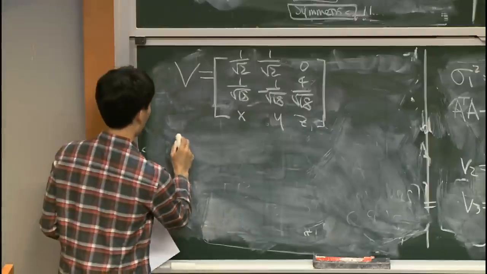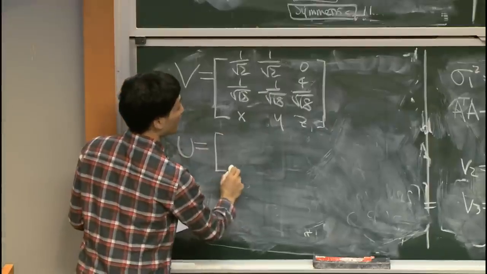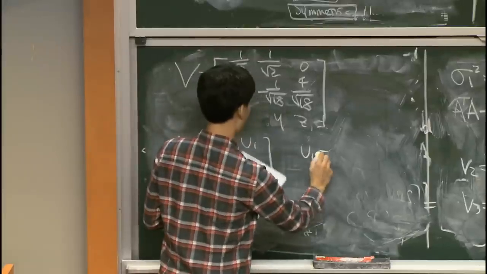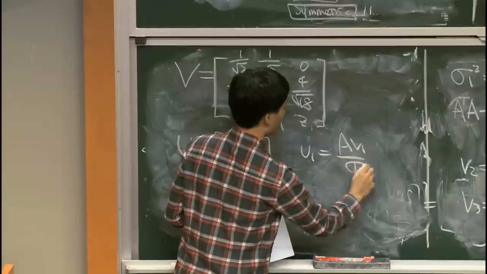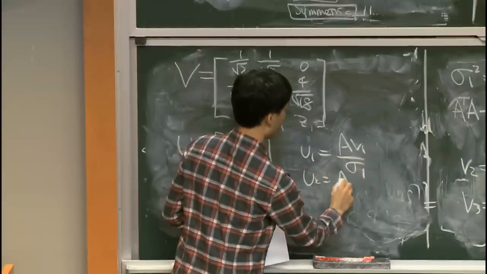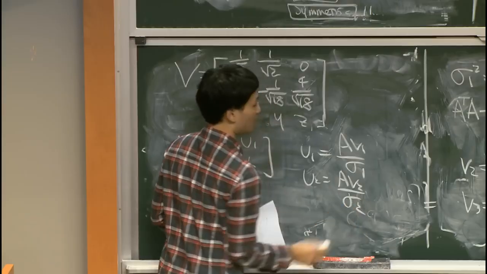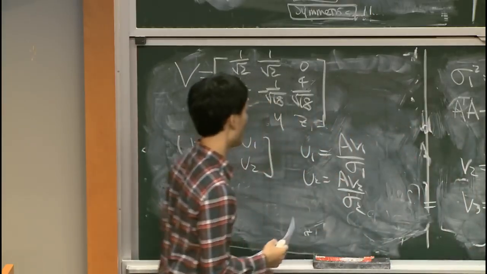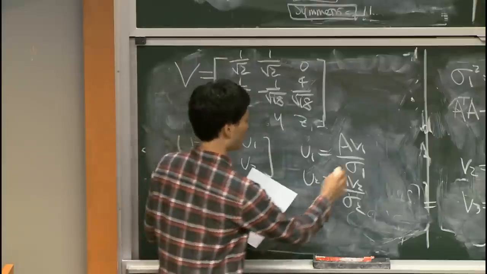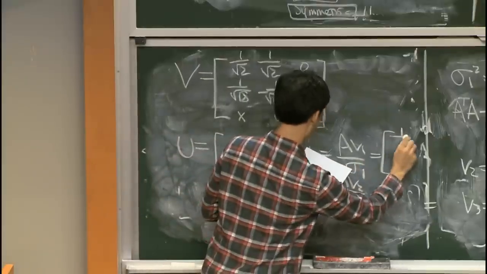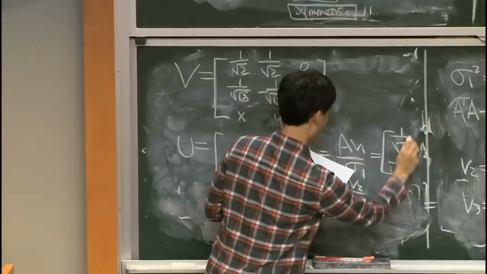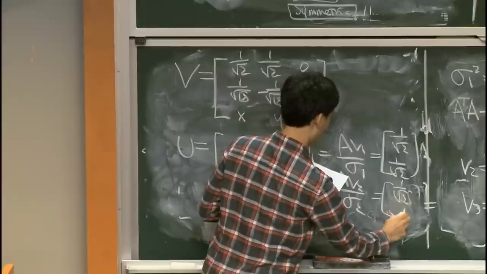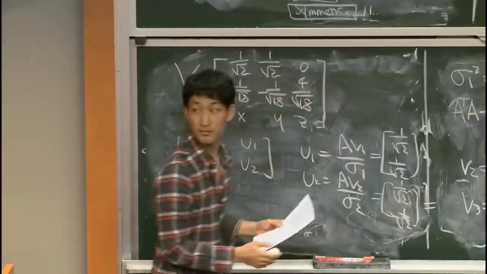And U will be defined as u1 and u2, where u1 is A times v1 over sigma 1, u2 is A times v2 over sigma 2. So multiply A by this vector, divide by sigma to get u. I already did the computation for you. It's going to be, and this is going to be, yes.